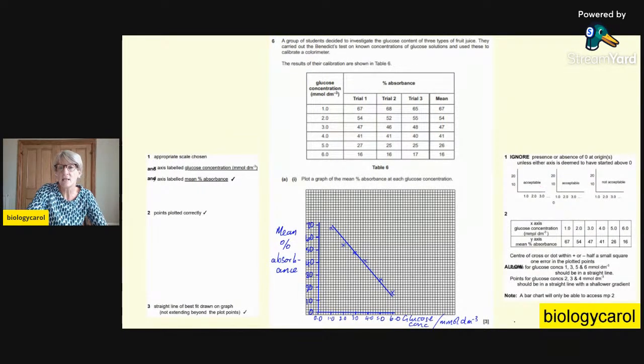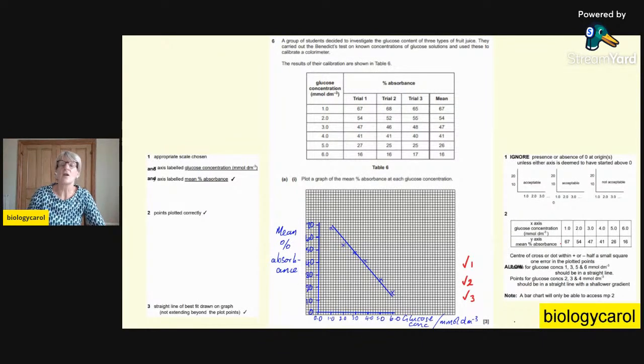And here are the guidelines. Notice, to get the axes the right way round and include the appropriate label and units got you the first mark. Points plotted correctly, and look, I was allowed within plus or minus half a small square, so I think I managed that. And the line of best fit. Notice the line of best fit does not extend beyond the initial and final plots. Really important.